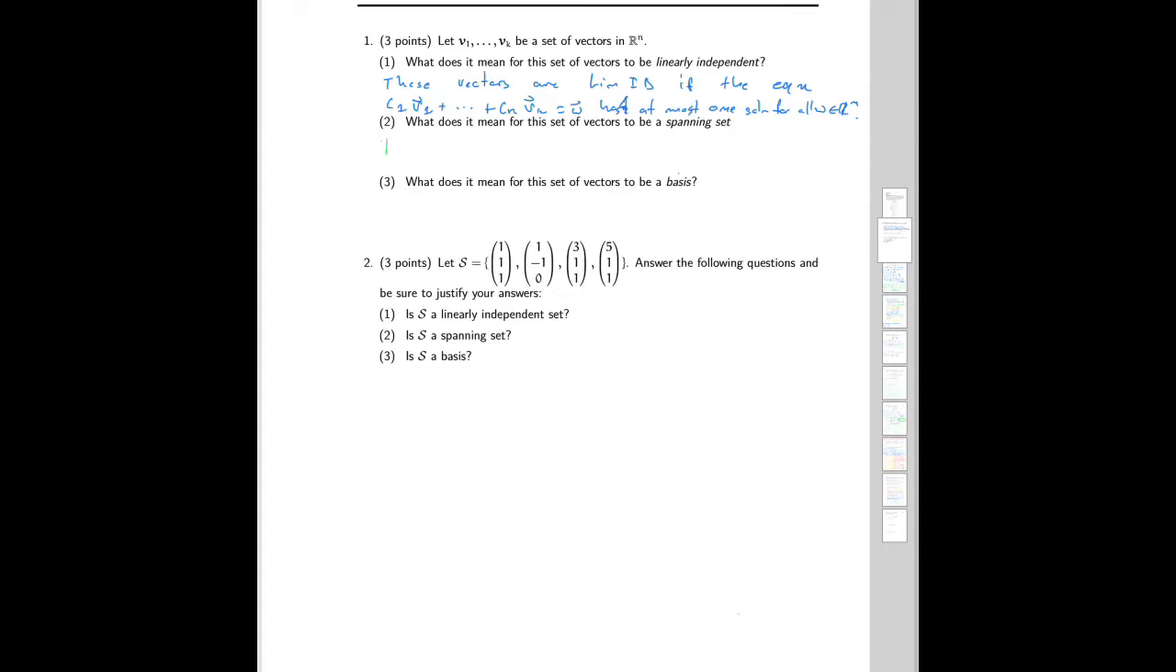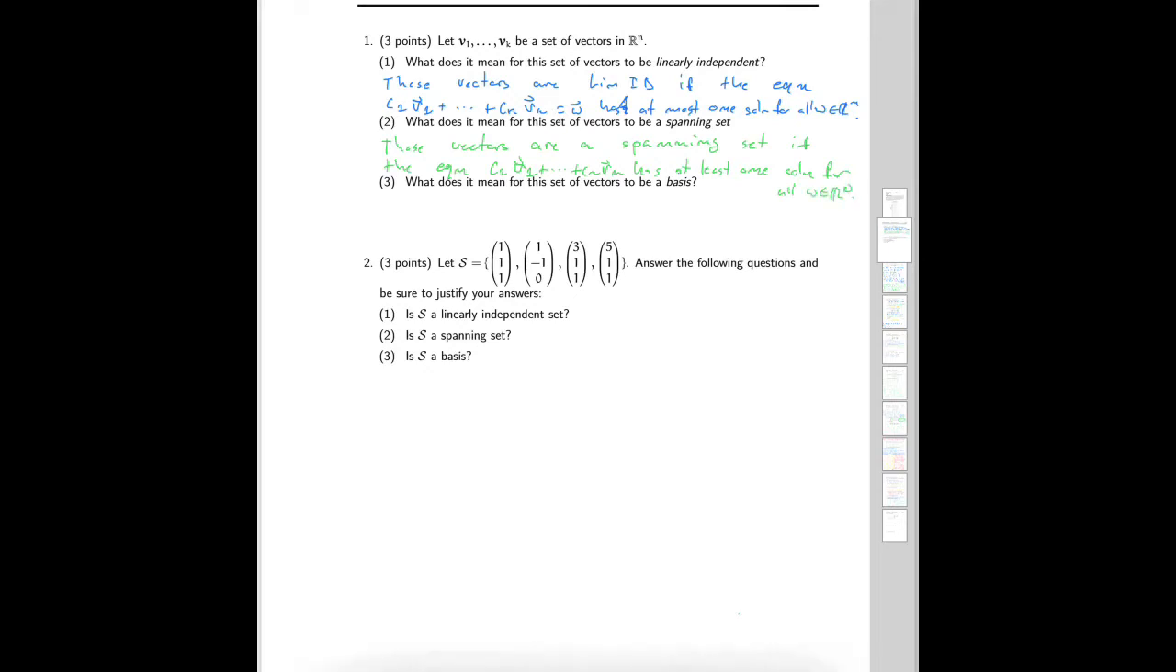Okay, for number 2, what does it mean for them to be a spanning set? These vectors are a spanning set if the equation C1 V1 plus ... plus Cn Vn has at least one solution for all W in Rn.